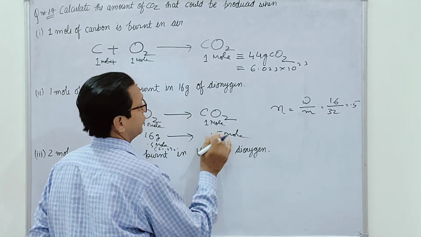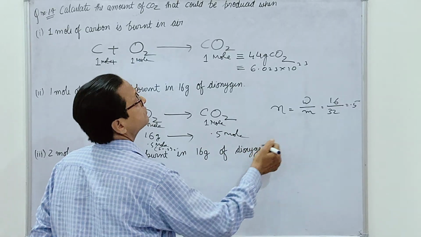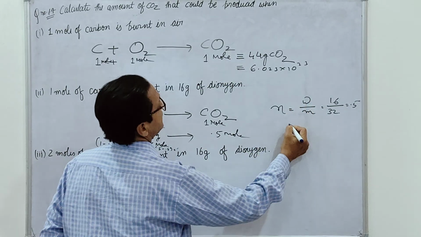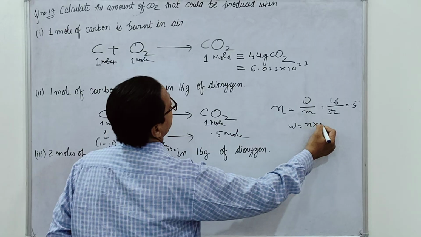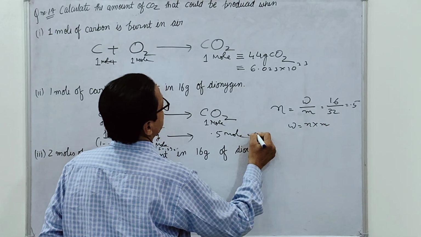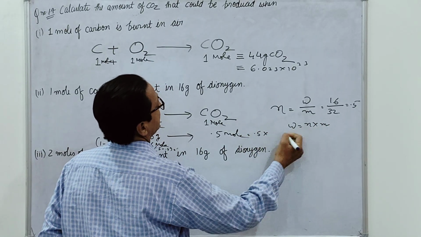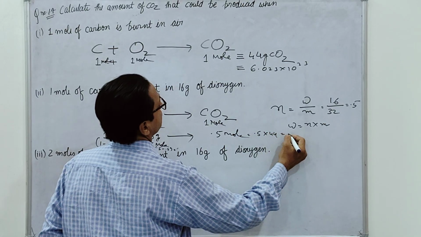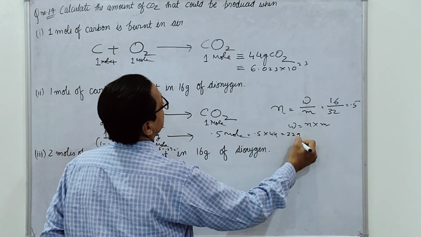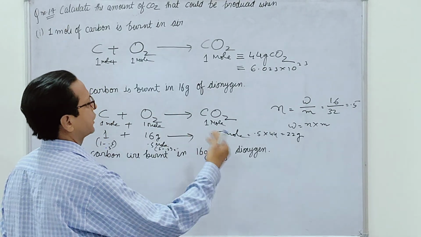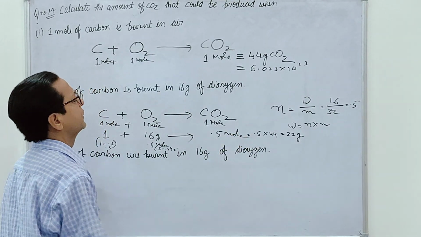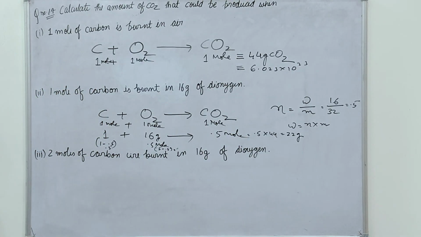And you can convert this into mass. How is mass calculated? Moles into molar mass. The mole is 0.5 and the molar mass of carbon dioxide is 44, so it will be 22 gram. So 22 gram of CO2, or 0.5 mole of carbon dioxide, will be produced in this reaction.